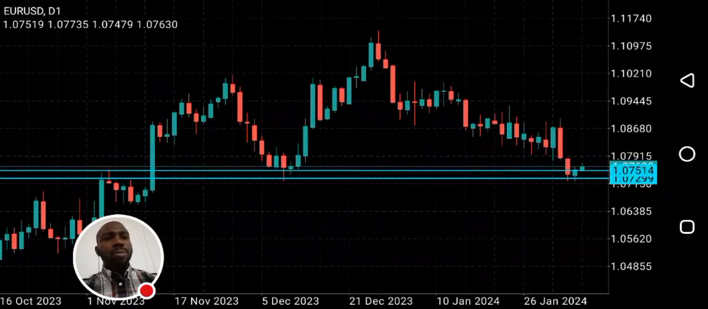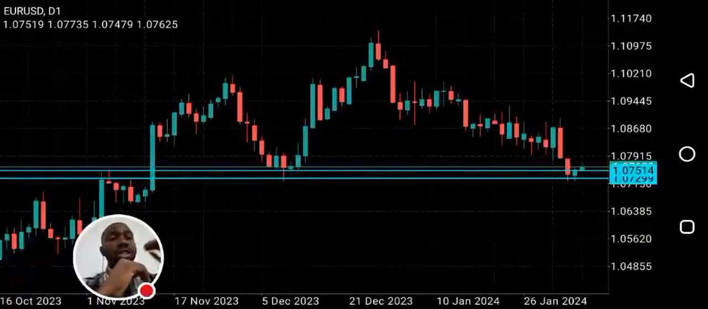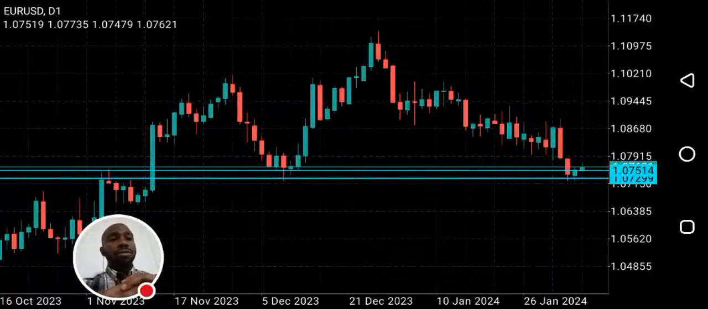Price tested that support, and as you can see, there is a strong rejection from that support level, or you can call it your demand zone. The price tested that support and there's a strong rejection from that level. We had a spinning top yesterday.